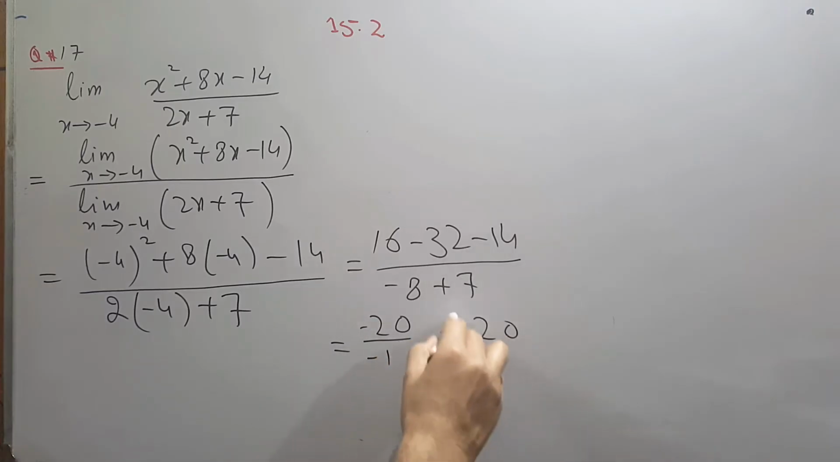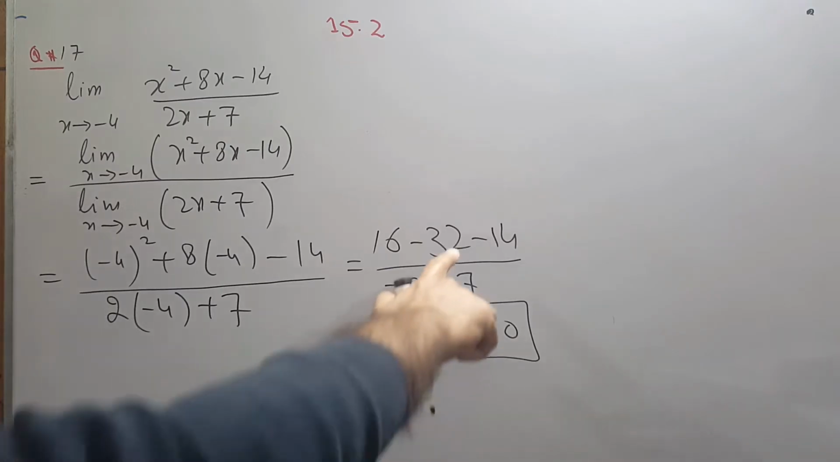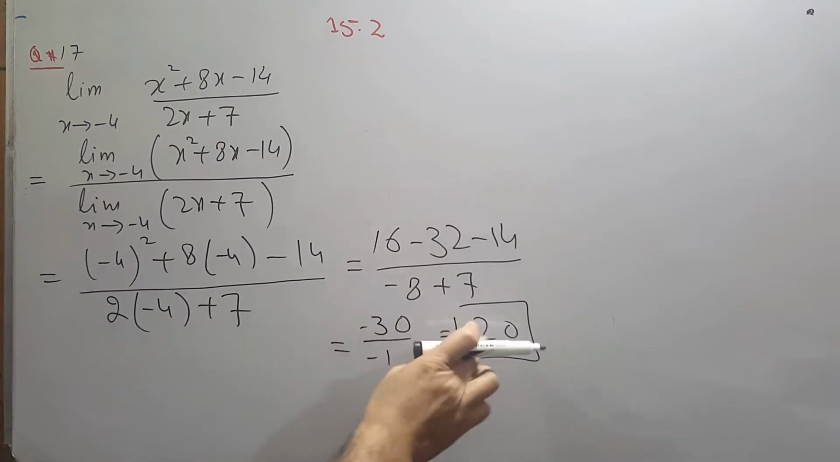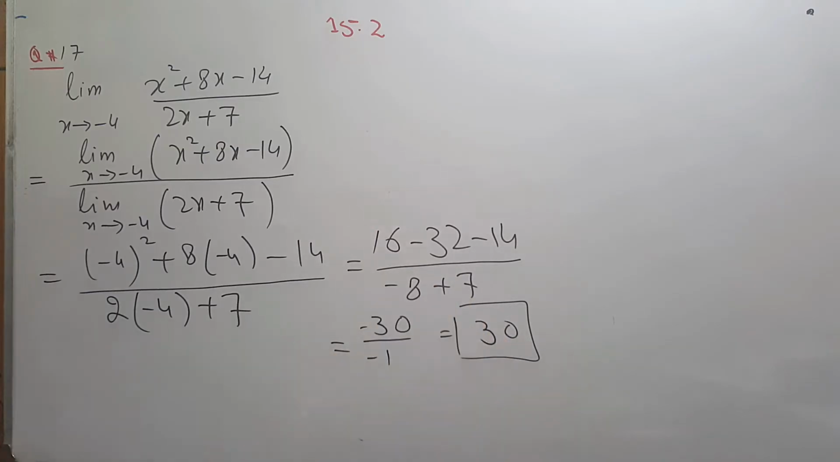So if you calculate them, minus 36 plus 16 gives you minus 20. Oh, sorry, that is 46. 46 minus 16 gives you minus 30, so that is plus 30.